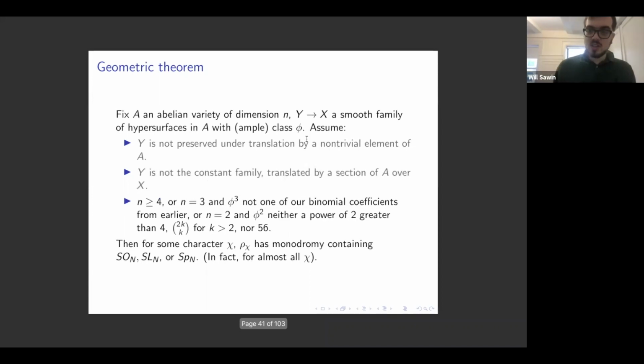The third assumption is going to be our weird assumption on the n and the degree. This is the only one that isn't clearly necessary. It's a technical restriction. If n is greater than 4, we have no assumption. If n equals 3, then the intersection number of phi had better not be any of our binomial coefficients on that list from earlier. And if n equals 2, then phi squared shouldn't be a power of 2, although 1, 2, and 4 are okay. It shouldn't be 2k choose k, although 2 choose 1 and 4 choose 2 are okay. And it shouldn't be 56.